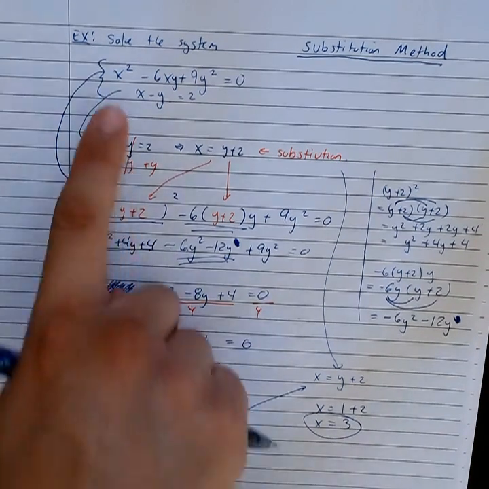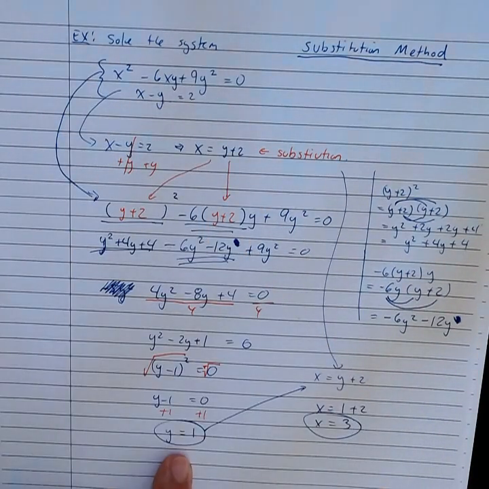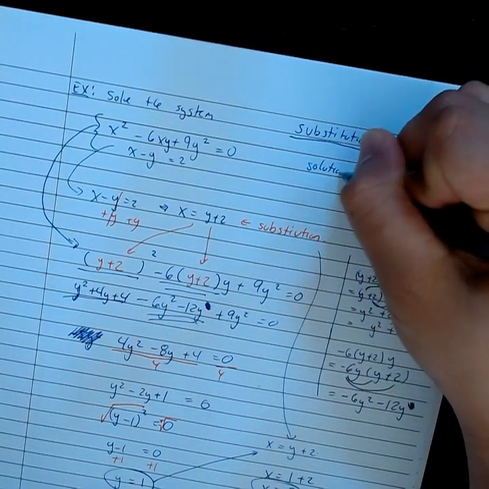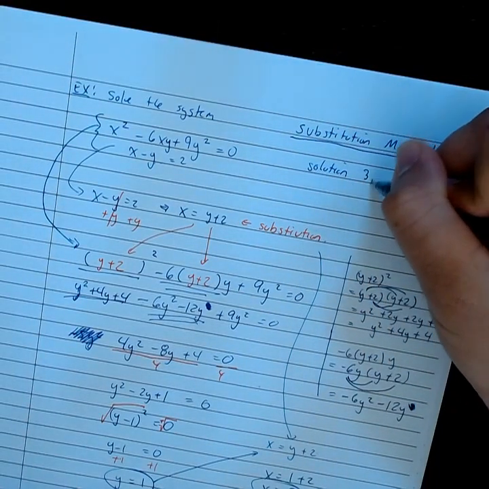It turns out that in spite of the fact that this is not a linear system, this does only cross one time. All right? So here we have one solution, which is going to be (3, 1).